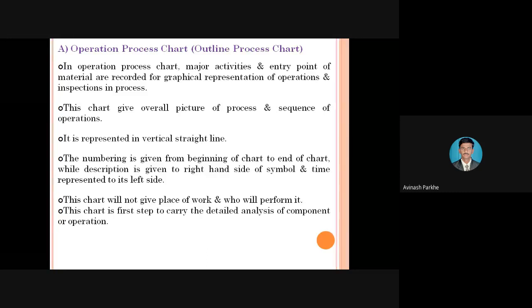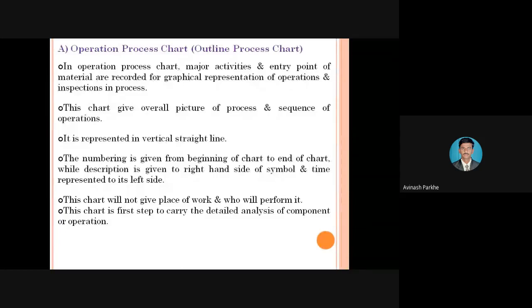In addition, the time required to perform each operation, the time required for inspection, delay, transportation, and storage is also recorded using this chart. How much distance is traveled by the material from one machine to another, from second to third, and similarly how much distance is traveled by the worker from one machine to the second, second to third, is also recorded using these charts.